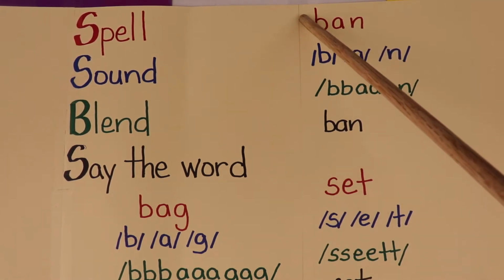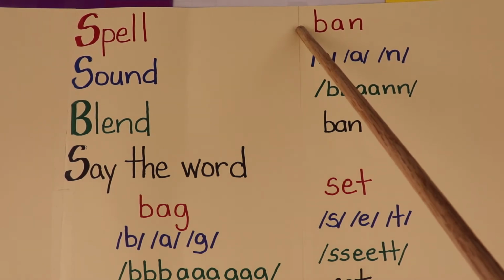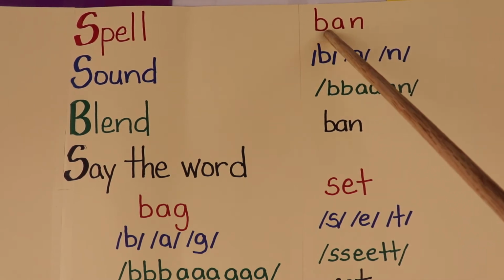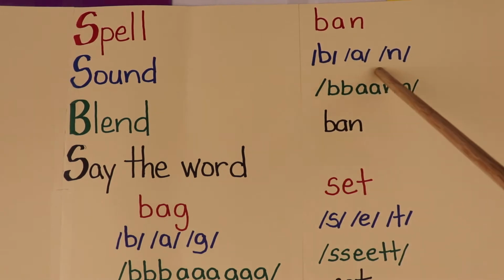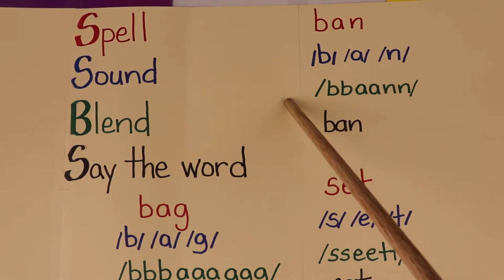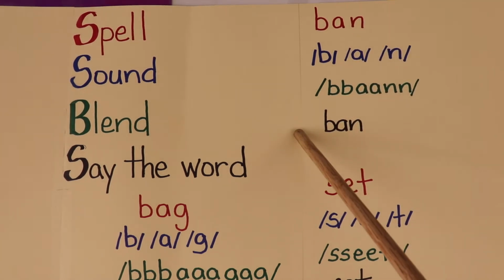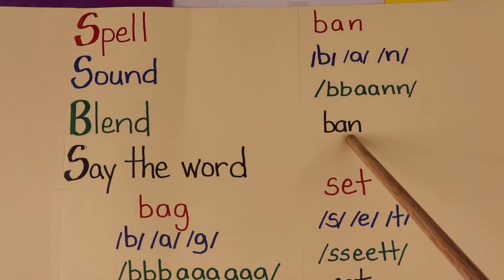So first, I am going to do it for you and I need you to listen. I'm going to say spell, and then I'm going to spell the word. Then I'm going to say sound, then I'm going to sound the word. Then I'm going to say blend, and then I'm going to blend the word. And then I am going to say the word is, then I say the word.